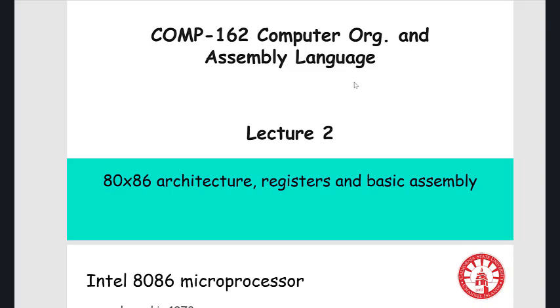Hello everyone, this is lecture 2. The topic of this lecture is x86 registers and basic assembly coding. So basically we're going to talk about the architecture of the x86 CPU processor from Intel, and we're going to explain the general purpose registers within this architecture and then briefly explain the basic assembly syntax.